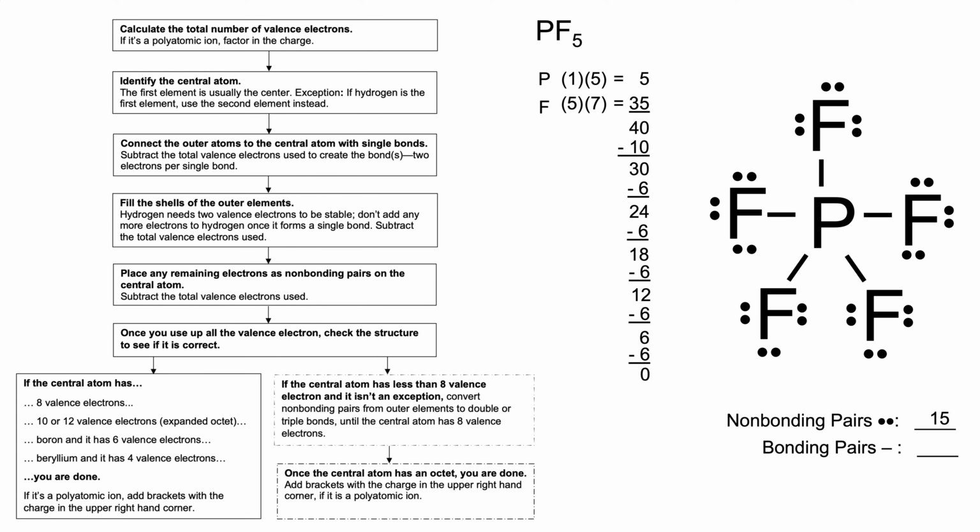There's 15 non-bonding pairs and 5 bonding pairs. 15 plus 5 gives me 20, times 2 gives me 40. That's how many valence electrons I wanted in the structure.